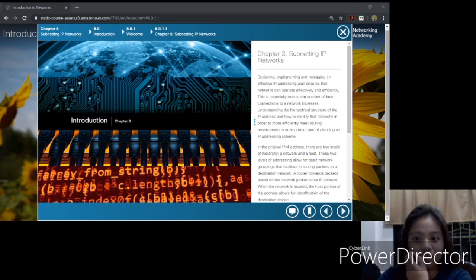So the IP address has two levels, a network and a host. These two levels of addressing allow for basic groupings that facilitate routing packets to the destination network.